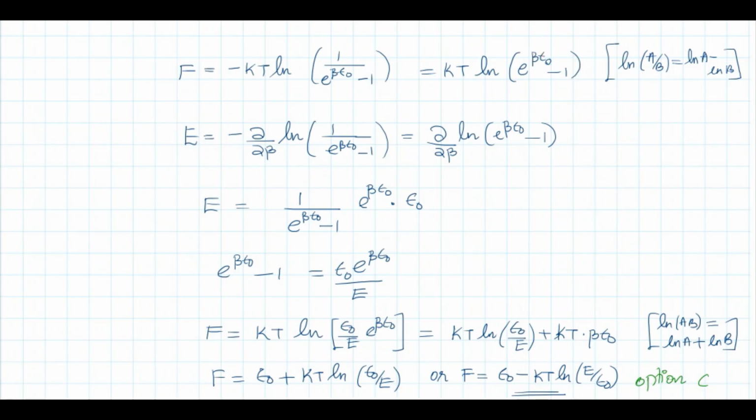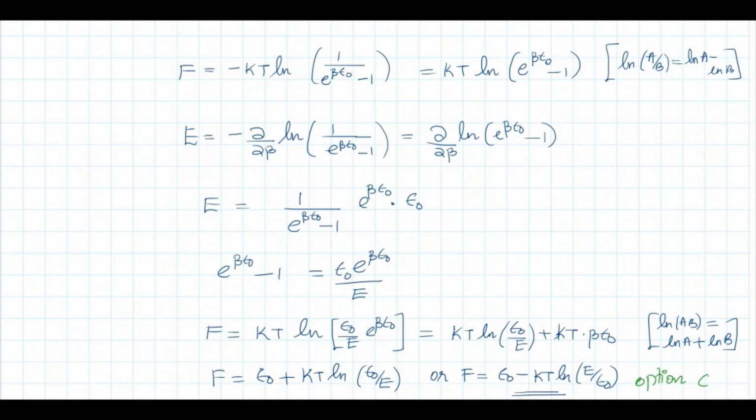This is free energy. E, average energy is minus dou by dou beta log 1 by e raised to beta E0 minus 1. That is again log A by B is log A minus log B. That makes it dou by dou beta of log e raised to beta E0 minus 1. If you take derivative with respect to beta, you will get 1 by e raised to beta E0 minus 1 into e raised to beta E0 into E0, because derivative is with respect to beta. From this equation, you can write e raised to beta E0 minus 1 as E0 by E into e raised to beta E0. Substitute this value here.